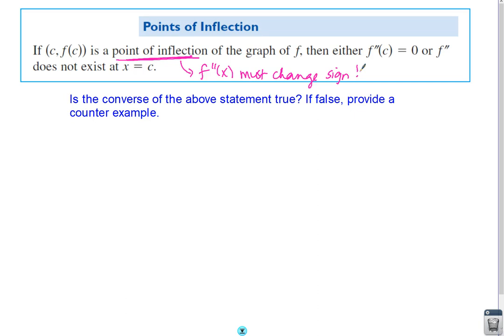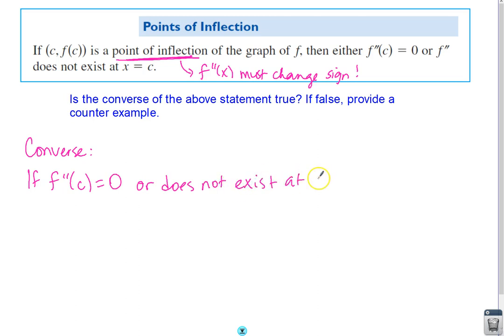So the converse, remember we've talked about converse in the past, so the converse of that statement is: if f double prime of c is equal to 0 or does not exist at c, then f of c is a point of inflection.